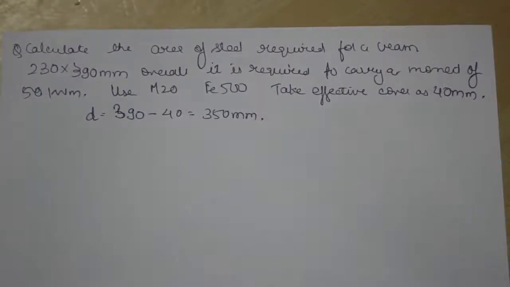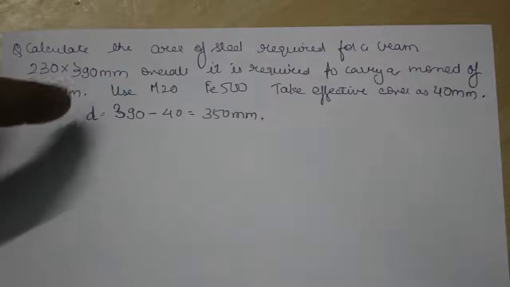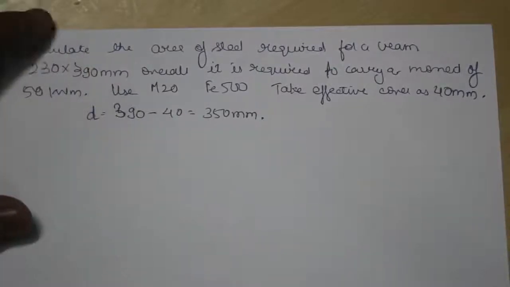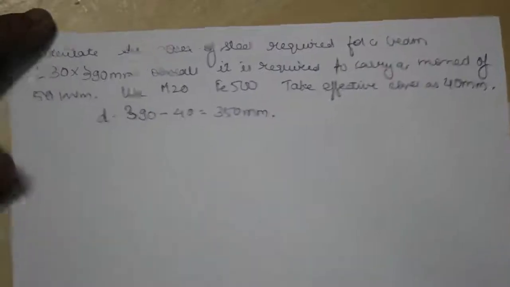The problem given to us is: calculate the area of steel required for a beam 230 by 390 mm overall depth. It is required to carry a moment of 50 kilonewton meter, and the effective cover is 40 mm. Grade of concrete is M20 and grade of steel is Fe500. So first I calculated the effective depth, that is 390 minus 40, that is 350 mm. So let's start off with the problem.